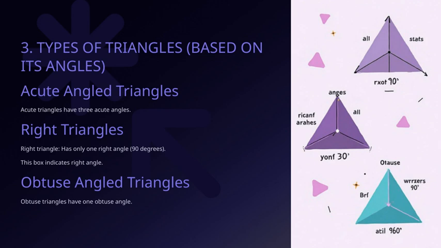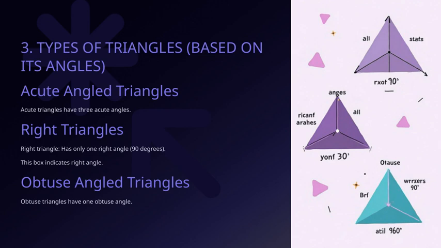Next, we have right triangles. A right triangle is one that has exactly 1 right angle, which is precisely 90 degrees. I'll highlight the right angle with this box so you can easily identify it. These triangles are really important because they follow the Pythagorean theorem, which is fundamental in geometry.